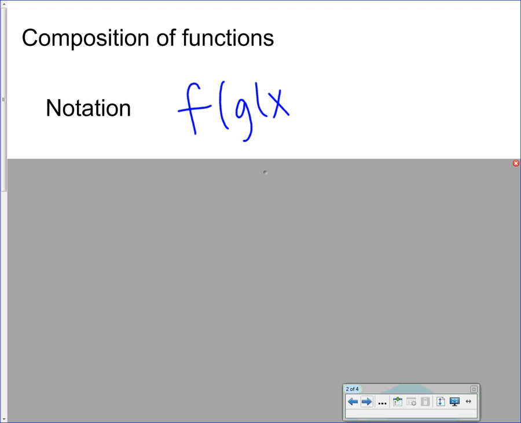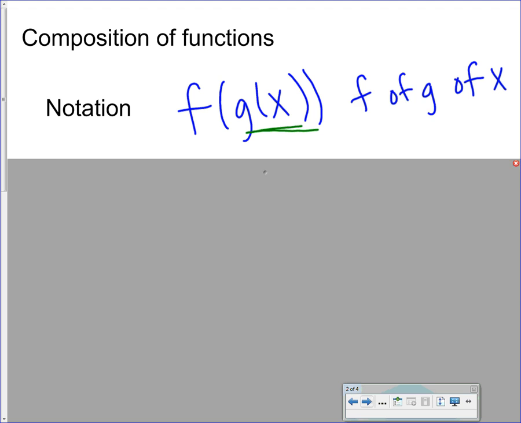The first looks like this. This is read f of g of x. And the idea is that we're going to be putting a function g into a function f. So we're taking the function of a function.